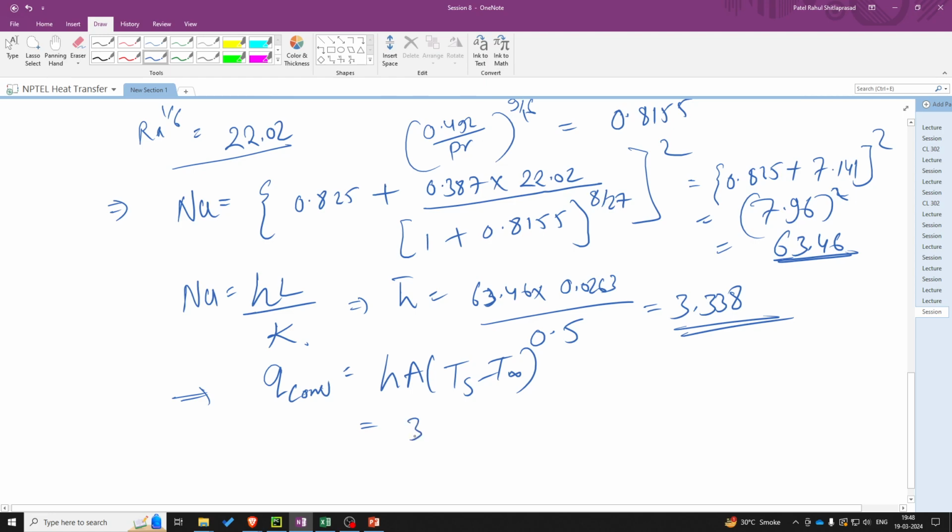So this will come around 3.338 into 0.5 into 0.7 into 10. So the value of the Q convection will come out to 11.69.